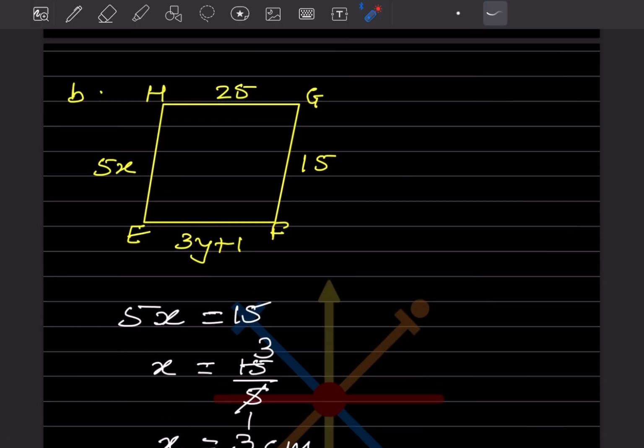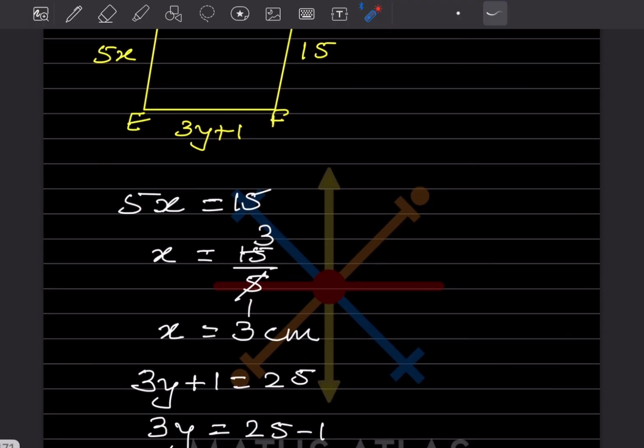Same here, now we can see this side is equal to this one. So 5x is 15. So x will be 15. This is multiplication, so this will get divided. So x is 3 centimeter.